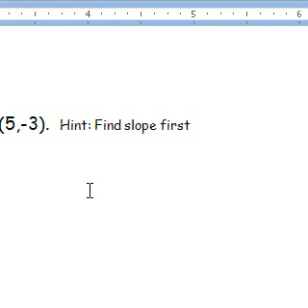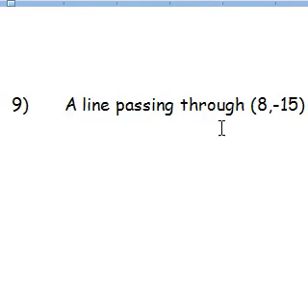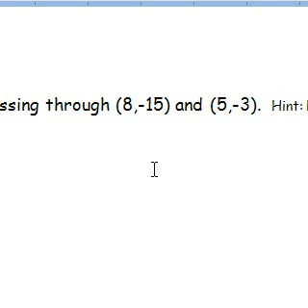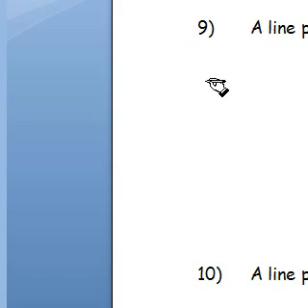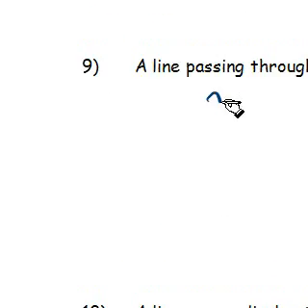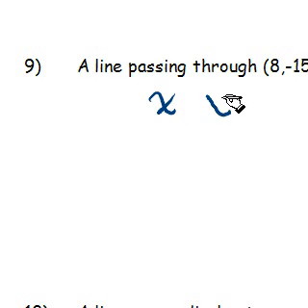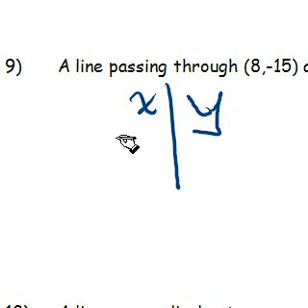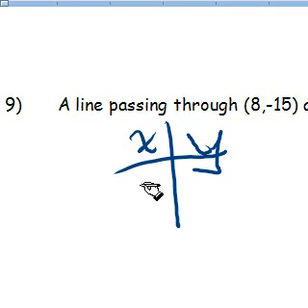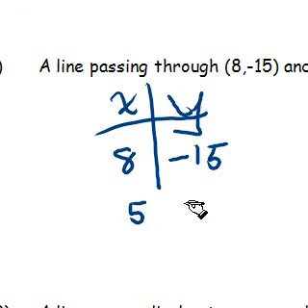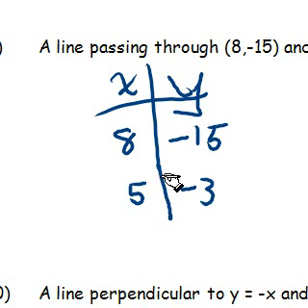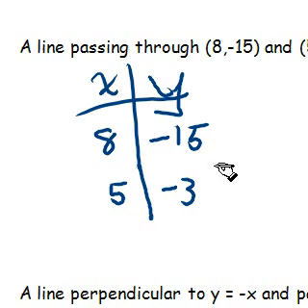All right, well, if you want to find the slope first, you might want to measure the change in y and the change in x. So here's what we'll do. Let me turn my pen on. Good, blue pen, Johnson colors, go Jaguars. I'll write my x and my y first. We have an 8 and a negative 15 and a 5 and a negative 3. Great. So we have our ordered pairs.